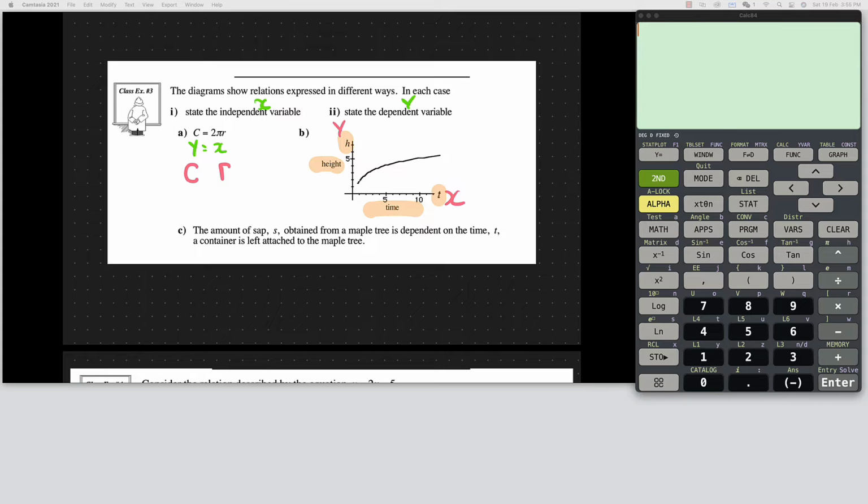And now we want to look at this representation using words. The amount of sap, S, is dependent on the time. Now, anytime we see time, it is always the independent variable. Time does not stop, so it's not dependent on anything. So where is our independent variable? That's going to be time, which is t. And where is our dependent variable? That's the amount of sap, which is S.